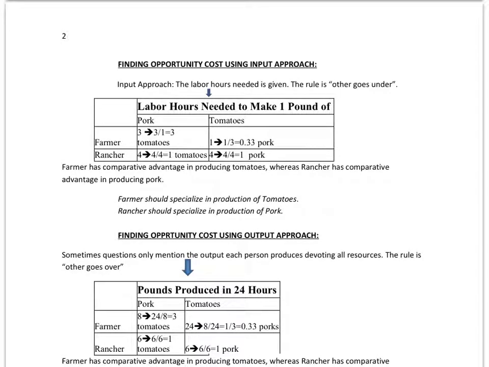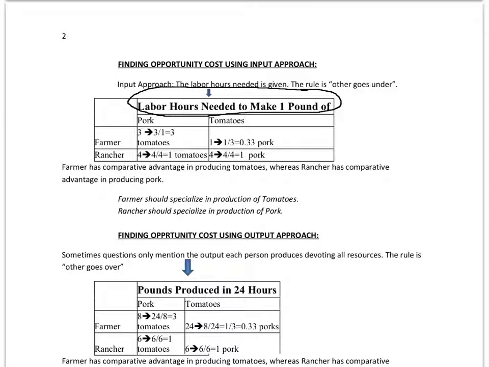So, the first way is finding opportunity cost using the input approach. So, in this input approach, on the table, what is given? The labor hours needed is given. So, you have to check the question. Are the inputs given on the table? Or is how much output each farmer and rancher produces given?